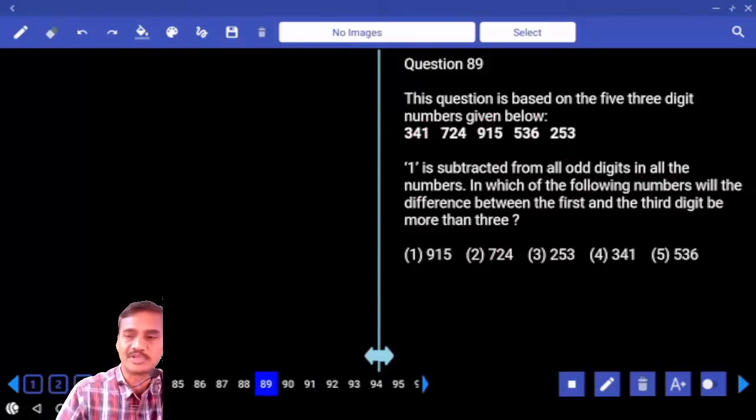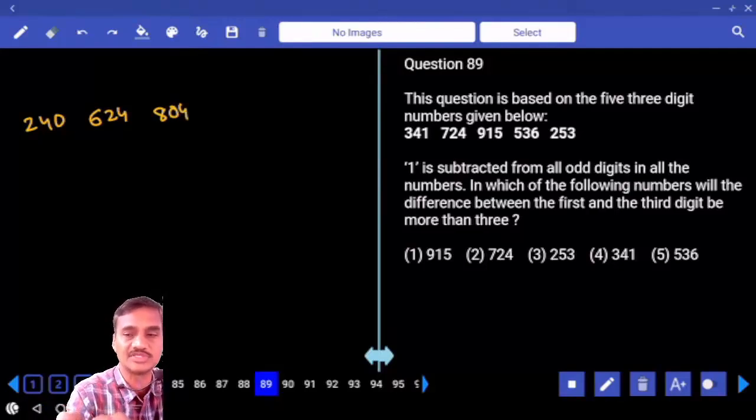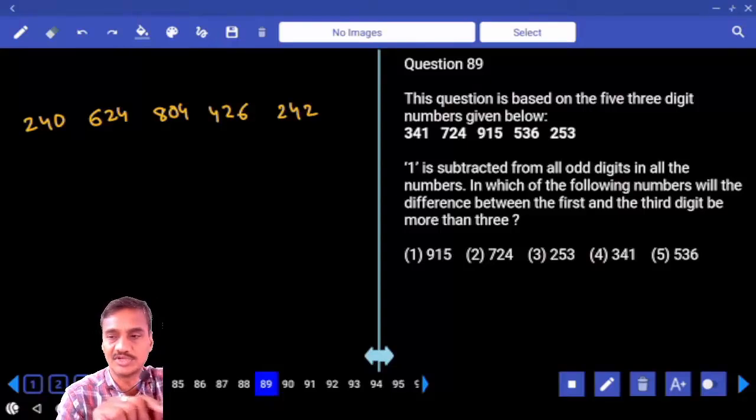Then, if 1 is subtracted from all the odd digits in all the numbers, this is 240. And next one 724 will be 624. And 1 is subtracted, this is 804. And next one 536, it will be 5, 4, 2 and 6. And next one this is 2, 4 and 2. Clear, 1 is subtracted from each of these odd digits.